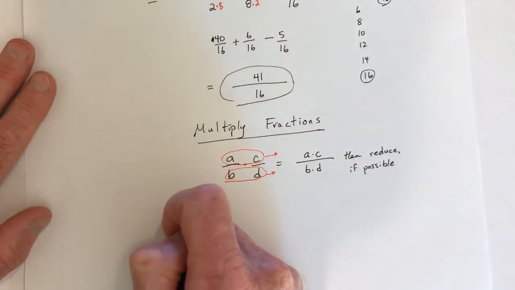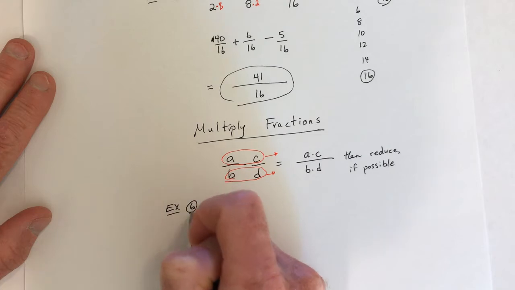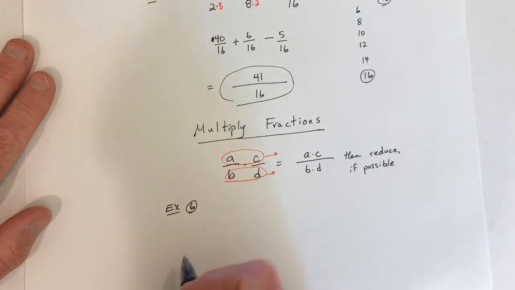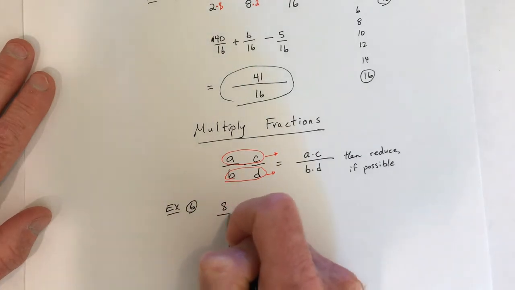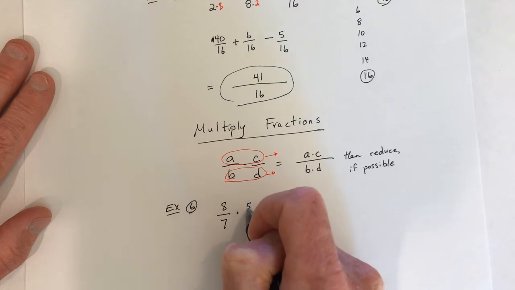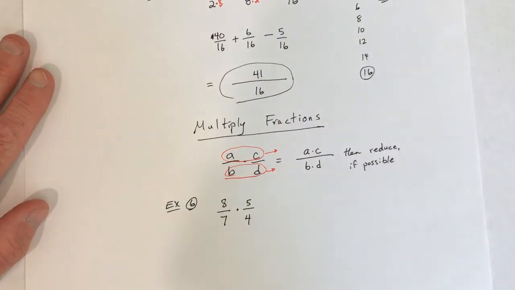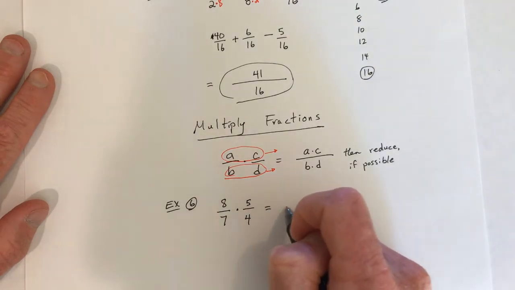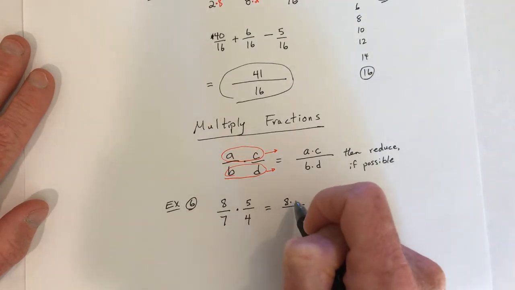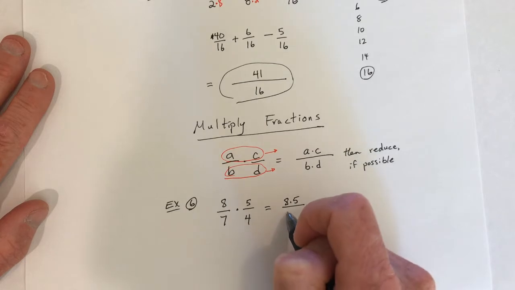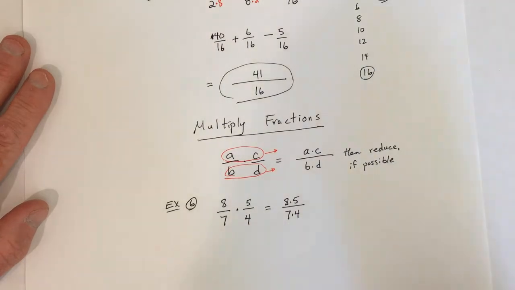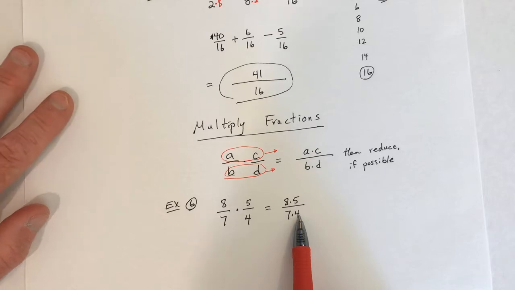So for example number 6, how about 8/7 times 5/4. So multiply on the top, so 8 times 5. Multiply on the bottom, 7 times 4. And then reduce. Well, you could look at this as a 40 over 28 and then start reducing.